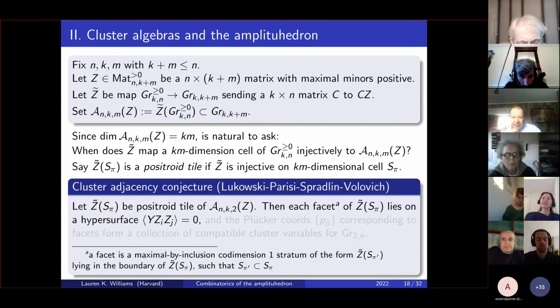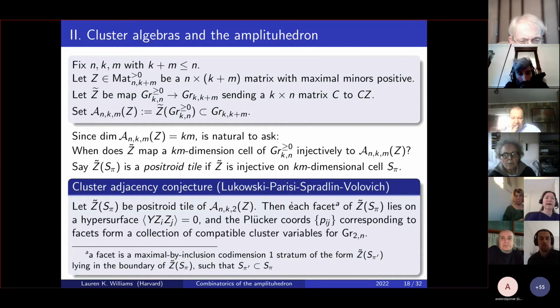The conjecture said that all of these facets lie on hypersurfaces described very succinctly in terms of twistor coordinates. They have the form y, zi, zj is 0. Remember, this is the determinant of the matrix obtained by taking our matrix Y and stacking the row vectors Zi and Zj just below. So facets always lie on these hypersurfaces, and if I identify Y, Zi, Zj with the Plücker coordinate Pij for G2n, then the set of all Plücker coordinates corresponding to facets form a collection of compatible cluster variables for G2n.